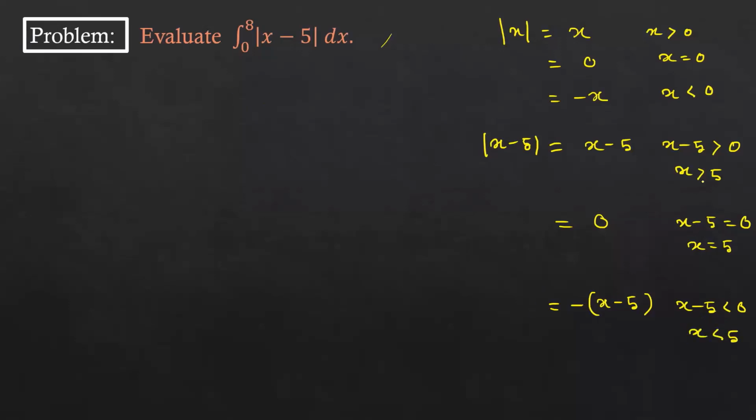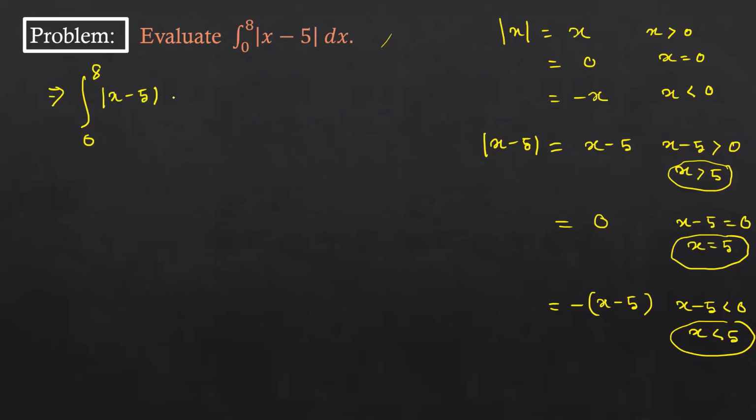Now we have 3 cases: one rule for x greater than 5, another for x less than 5. That is, before 5 there is one rule, and after 5 there is a different rule. So we have to divide that integral because 5 occurs in between the interval from 0 to 8. That means the integration over 0 to 8 of mod of x minus 5 dx will be broken into 2 parts. Where do we break that function? 0 to 5 and 5 to 8. Integration from 0 to 5 of mod of x minus 5 dx, plus again integration from 5 to 8 of mod of x minus 5 dx.